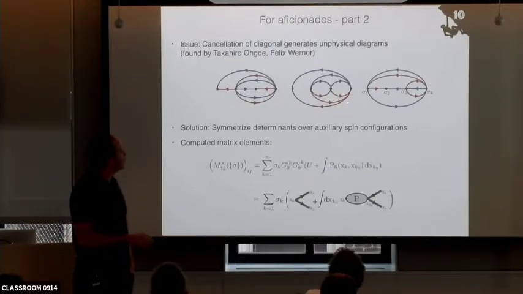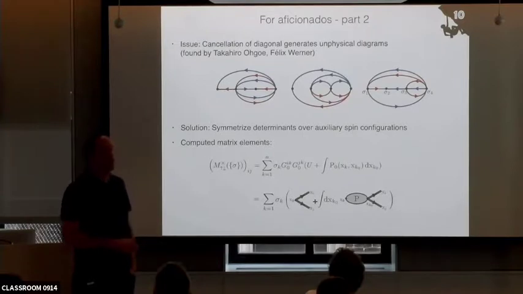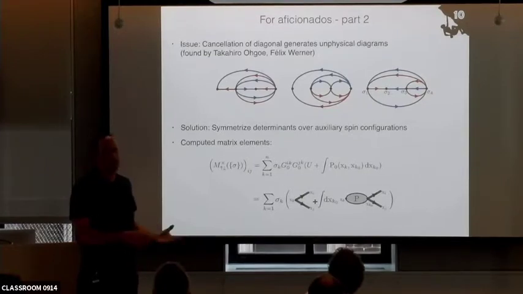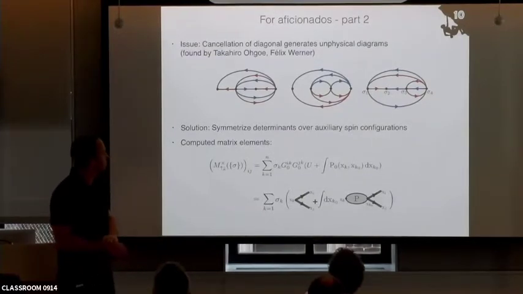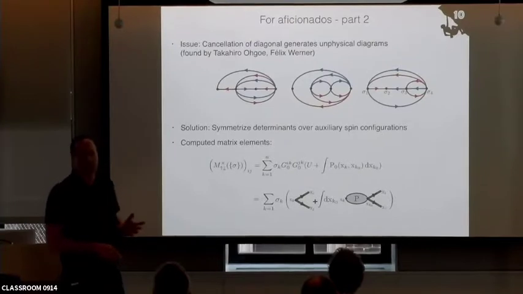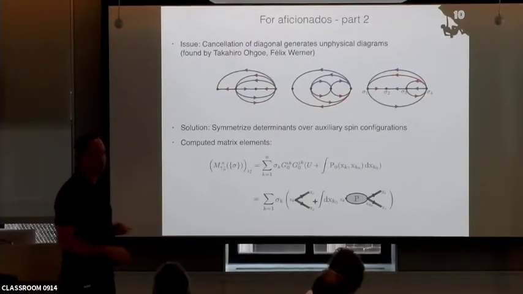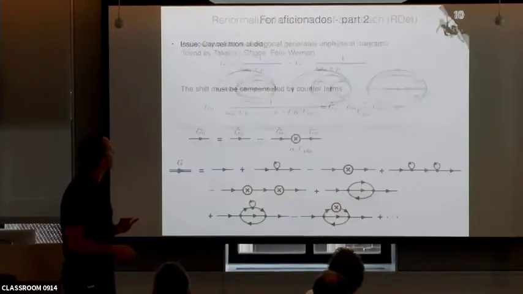And the cure for this, or possible cure at least, is to introduce auxiliary spins on all vertices and sum over them. So when you have only 2 incoming Green's functions like this and sum over this vertex, it cancels out and those non-physical diagrams disappear. So this comes with an extra cost, which is summing over all these auxiliary spins. Okay, so much for the RPA and for aficionados.